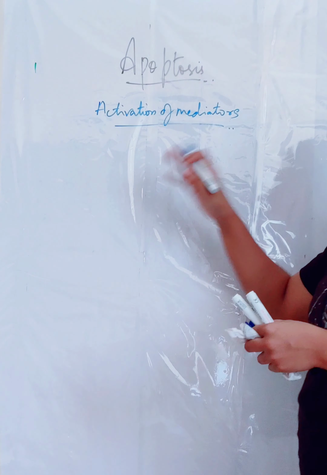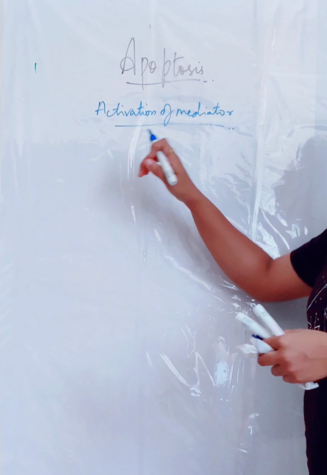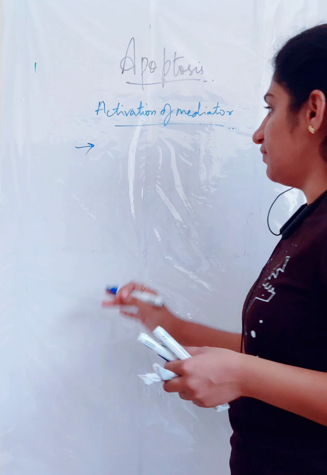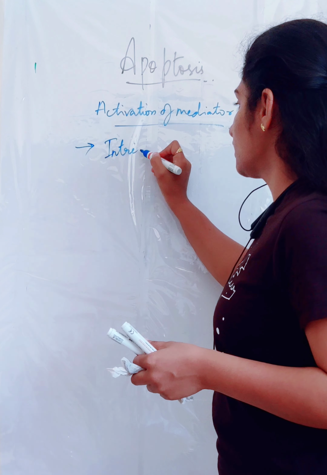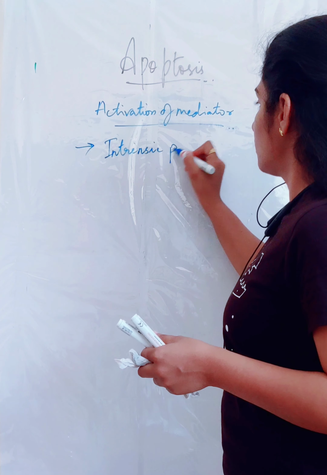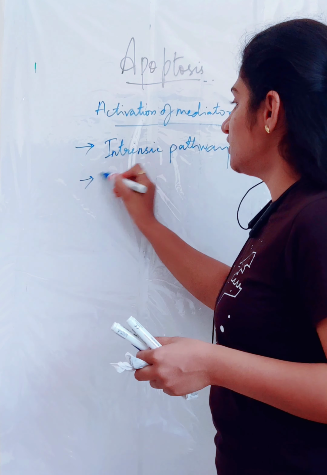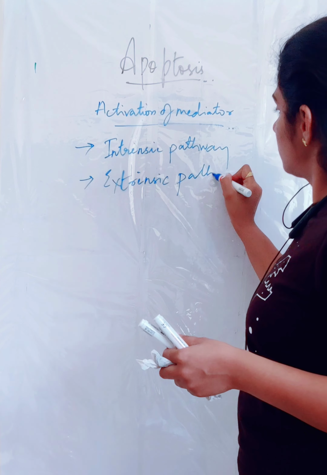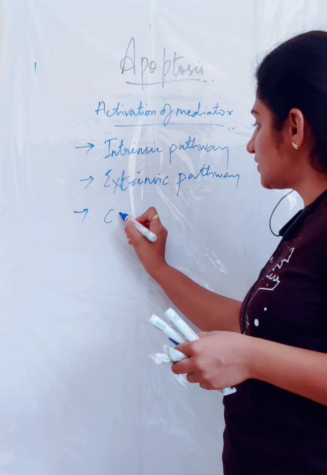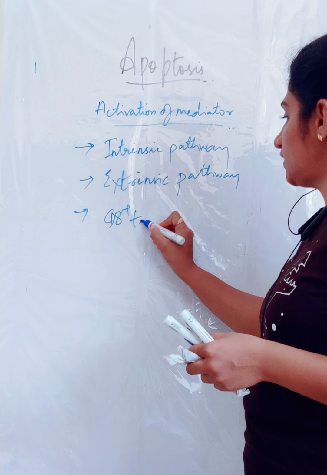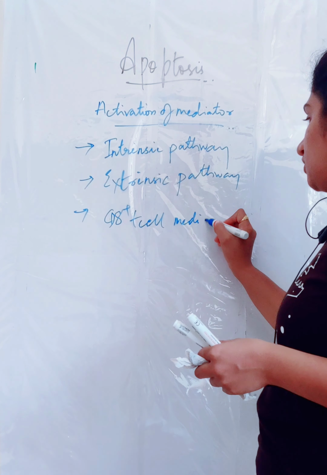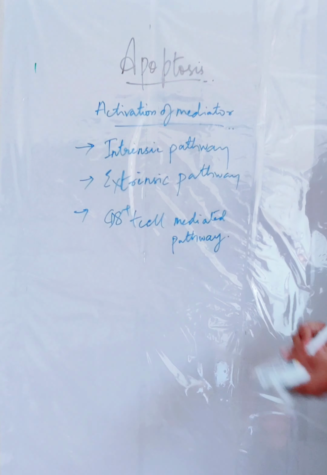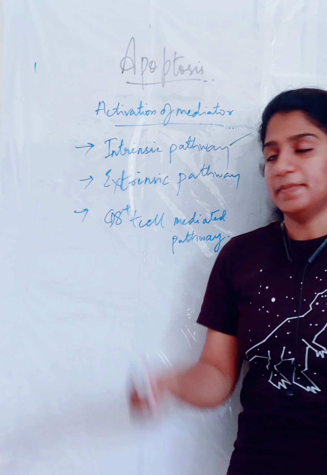The mediator that gets activated is caspases only. Now how are these caspases activated? Caspases are activated in three different ways. One is the intrinsic pathway, the other is the extrinsic pathway, and the third is the CD8 T cell mediated pathway. So we'll talk about the intrinsic pathway now.